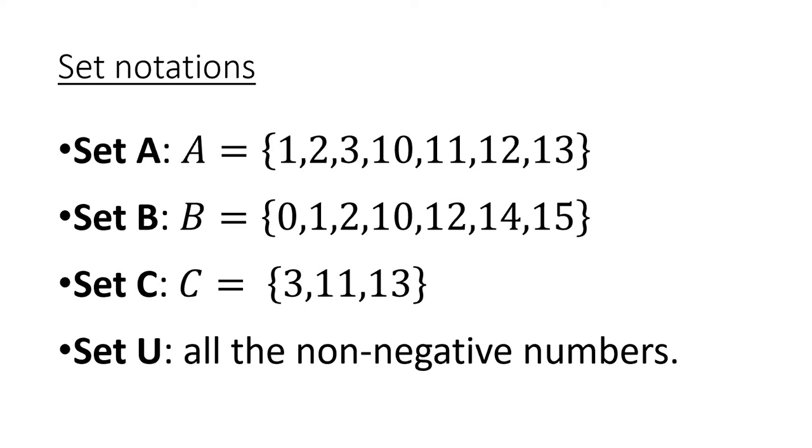So, let us start with discussing four sets we are gonna use. Please pay your attention to the fact that typically sets are denoted using figure brackets, and we are going to use this notation as well. So set A consists of numbers 1, 2, 3, 10, 11, 12, and 13. Set B consists of numbers 0, 1, 2, 10, 12, 14, and 15. Set C consists of numbers 3, 11, and 13. And set U consists of all the non-negative numbers, which means positive numbers and 0 as well.